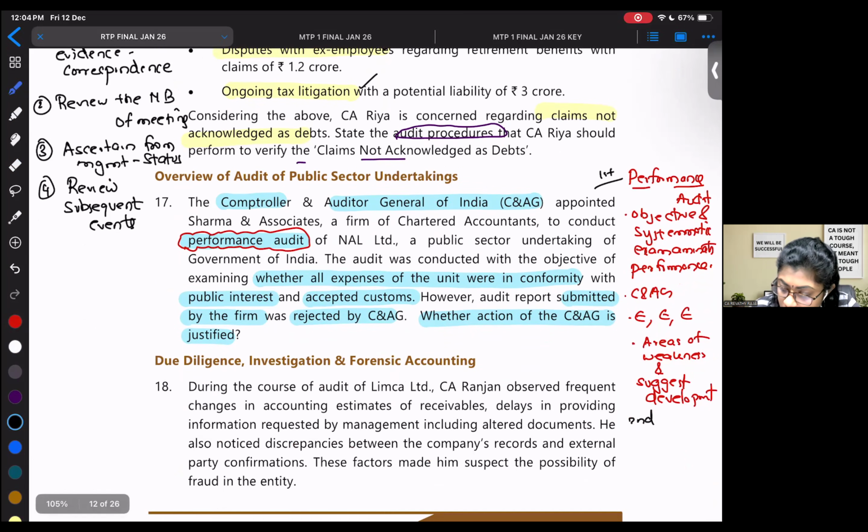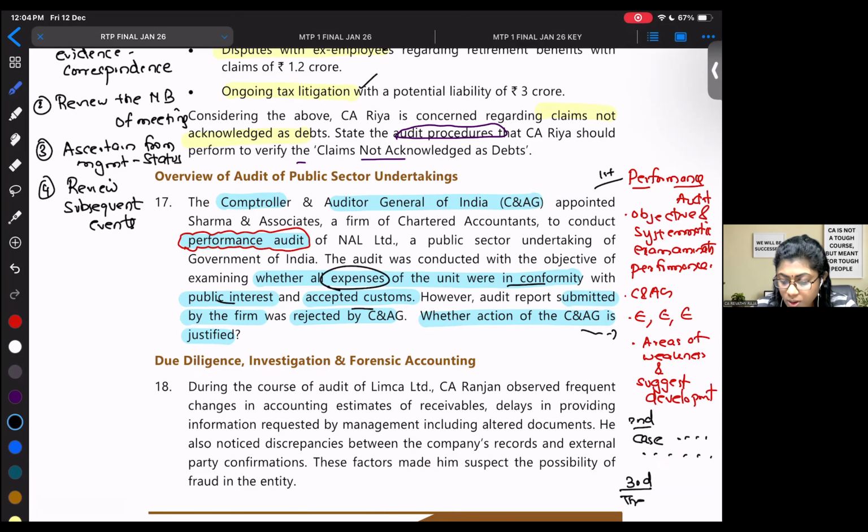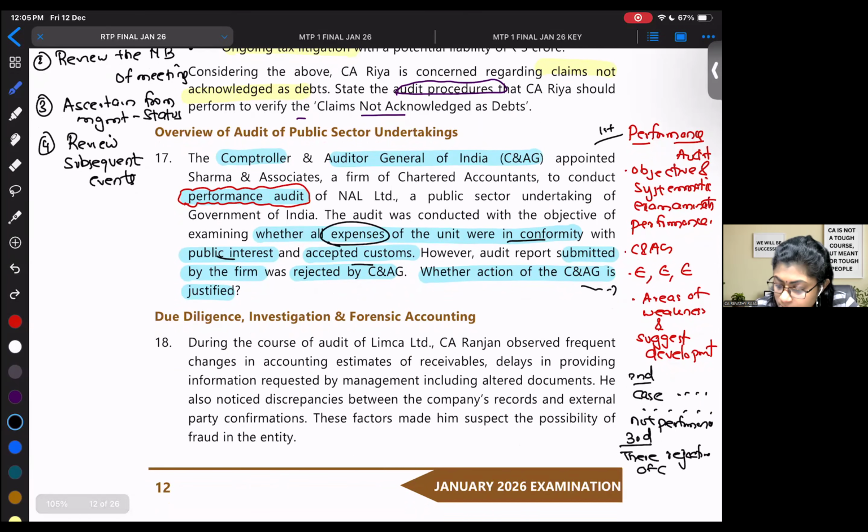Now second para, in the given case, all expenses are in conformity with the public interest and accepted customs. Is this performance audit? Whether expenses already incurred are in conformity means whether it is as per the rules, accepted customs and public interest. Is it performance audit? Answer is no. So third para, therefore, it is not performance audit. Therefore, rejection of report. Last para, rejection of report by C&AG is valid, since it is not performance audit.